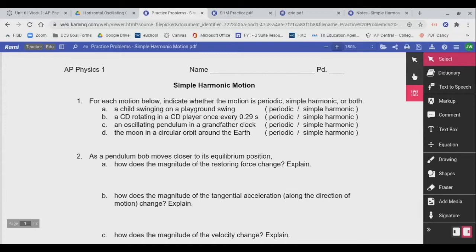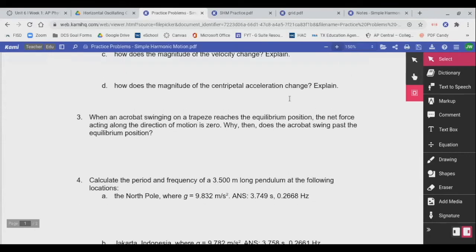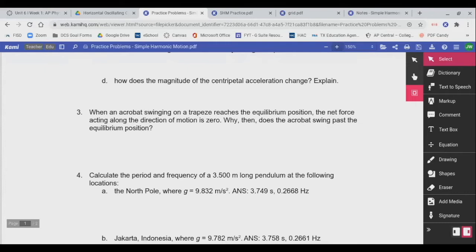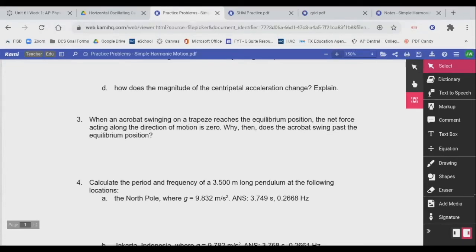All right, so I'm going to go to question 3 on the screen. This says when an acrobat swinging on a trapeze reaches the equilibrium position, the net force acting along the direction of motion is 0, because that force is the restoring force. When you're at equilibrium, the restoring force has gone to 0. Think of a pendulum. This is just like a pendulum.